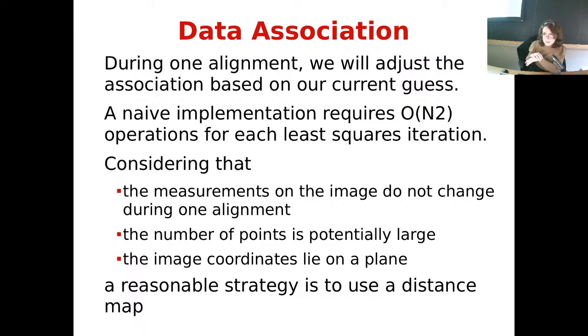So the complexity of doing data association using the distance map is O(n) for each least squares iteration, because you have n points and each of them costs O(1). So it's O(n). This is to say that the convenient thing to do is to build your distance map on the measurements, and then query your distance map on the projection of the points in the world frame at each least squares iteration.